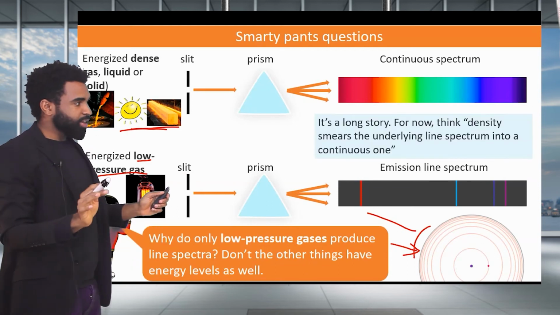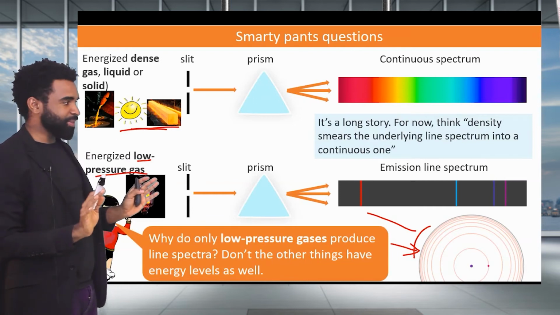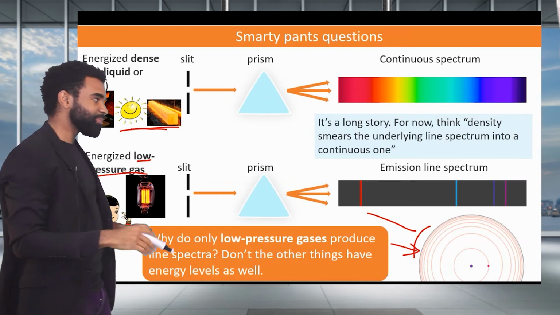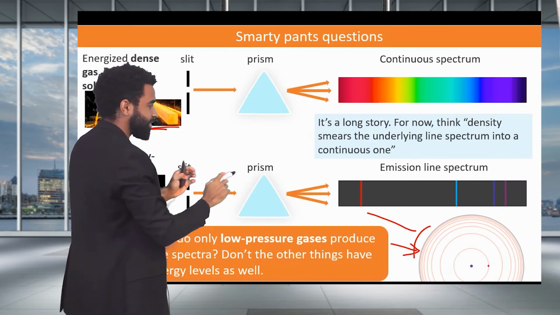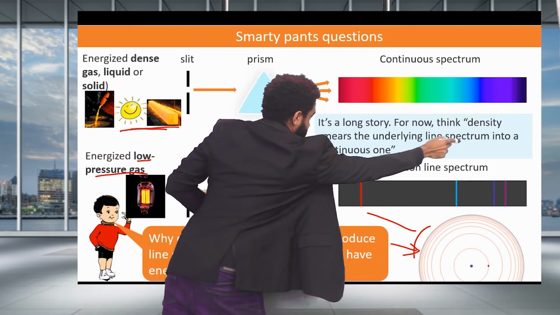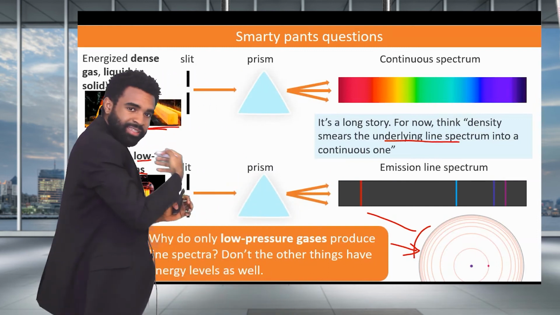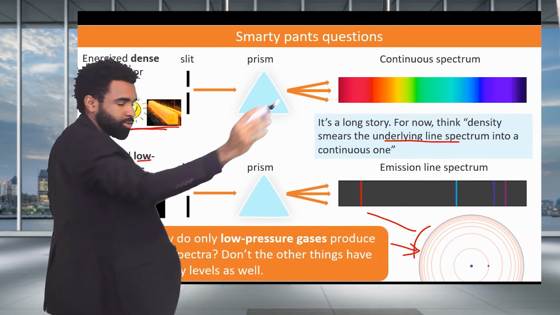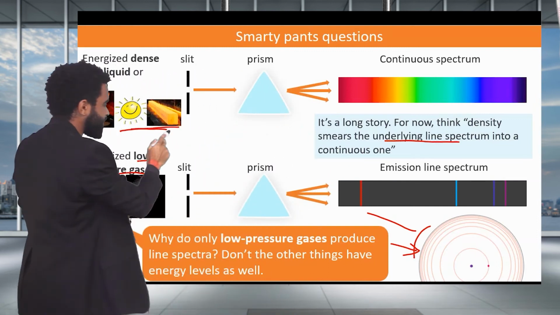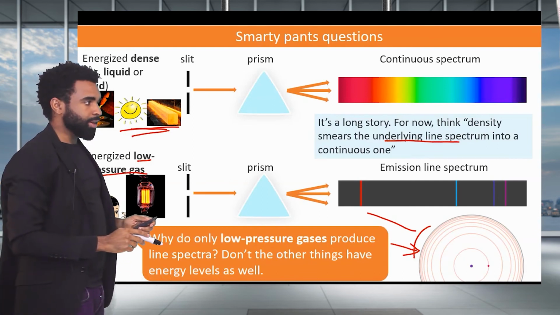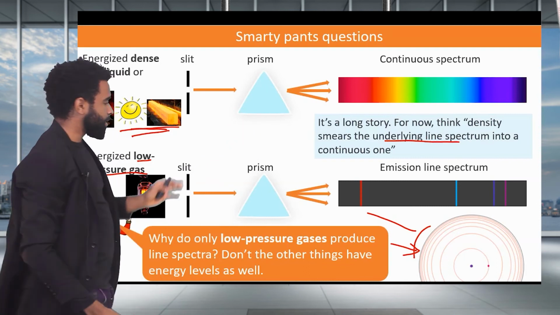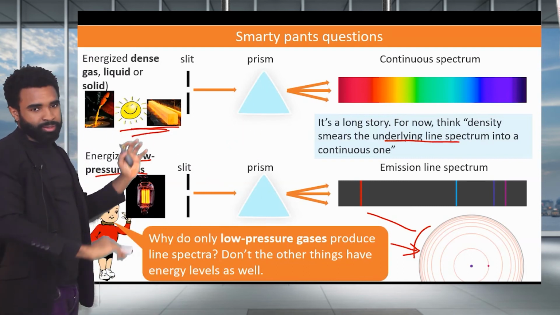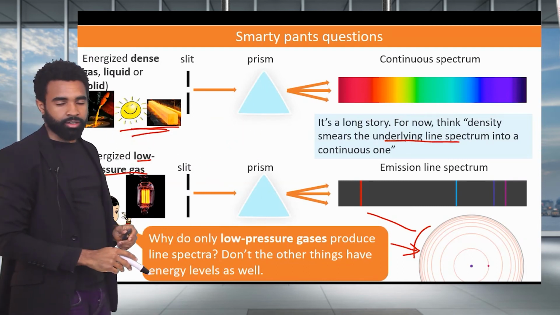It's a long story. You don't have to think about it for the IB, like many of the things I say here. But what you can think is that there is an underlying line spectrum. But it basically gets smudged by the density of these substances. It is basically blended or smeared into one continuous spectrum by the density. But again, that's just extracurricular knowledge for you.